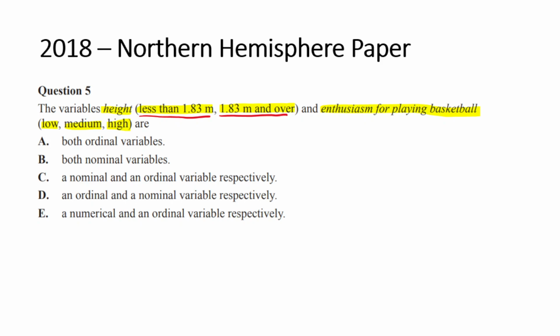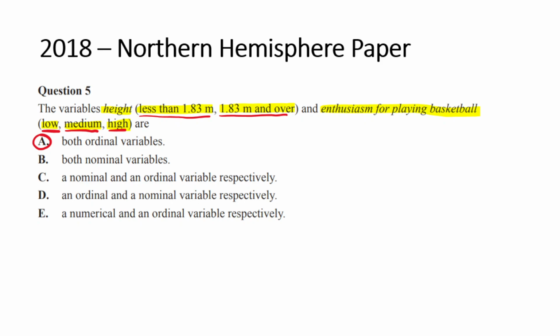Now, this in particular is an ordinal variable because there is an implied order going on. Even though we've only got two options, there is an implied order. Less than 1.83 comes before 1.83 and over. And if we look at the second one, that is also ordinal because low comes before medium, which comes before high. There is an implied order as we step through those options. So in this case, the answer is A. They are both ordinal variables.